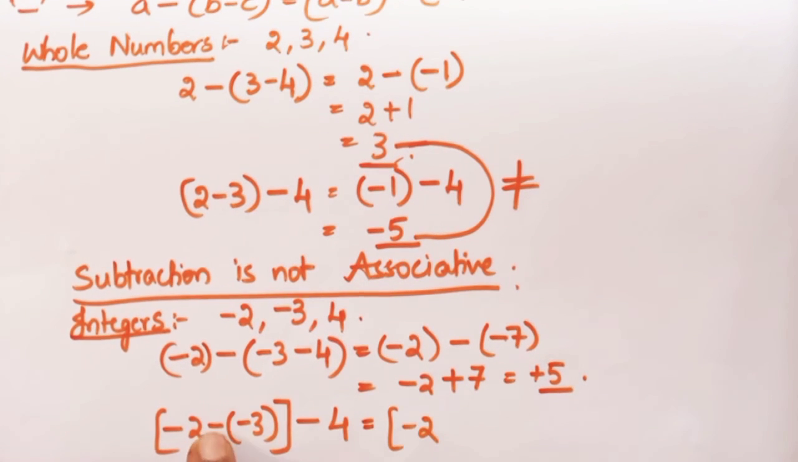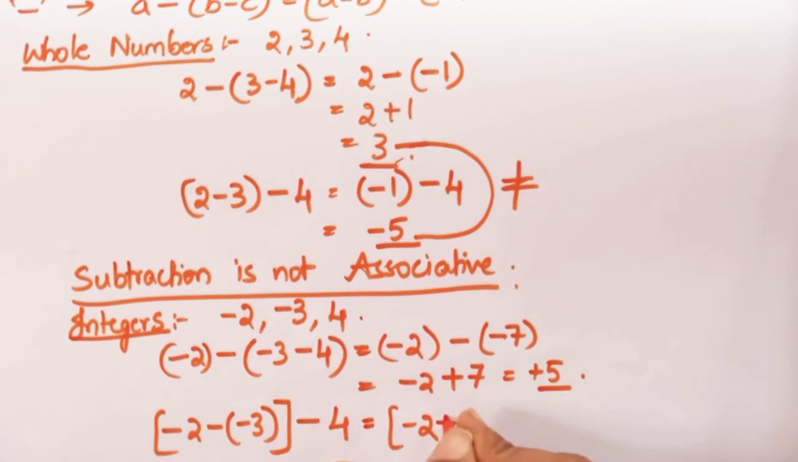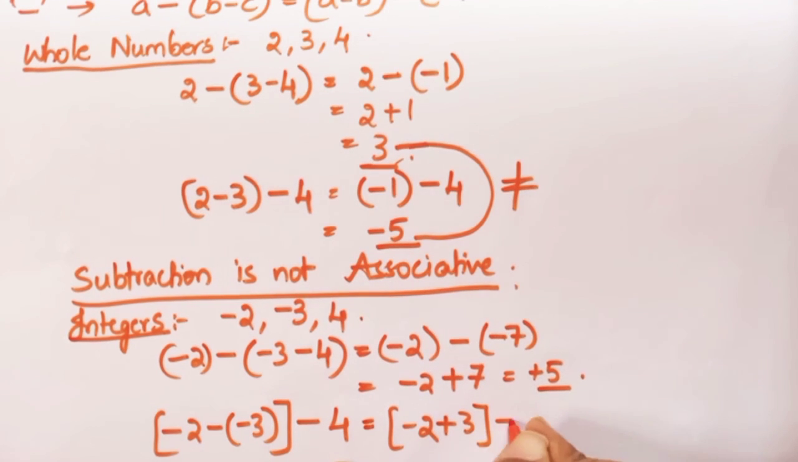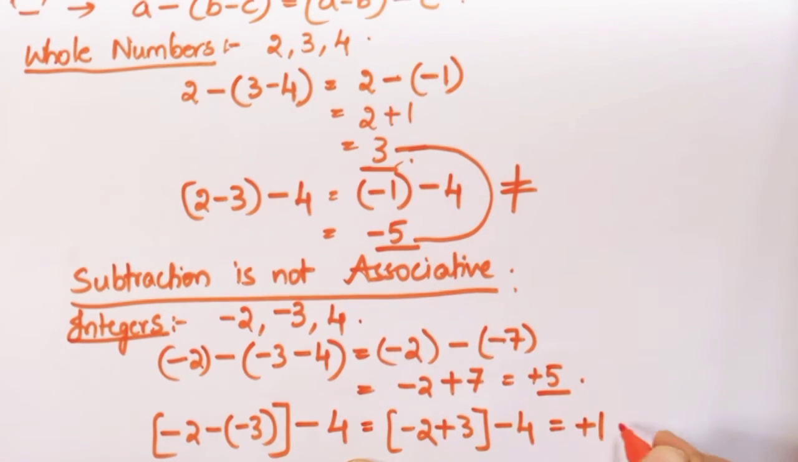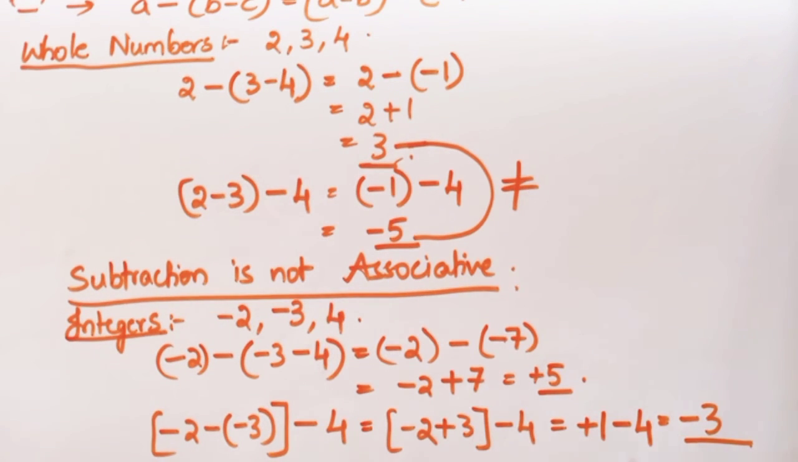Minus 2 minus of minus will become plus 3, and minus 4 will be as it is. This will again become minus 2 plus 3. It will give me a plus 1 minus 4, isn't it? Minus 2 plus 3 will give me a plus 1 and then minus 4. Plus 1 minus 4 gives me minus 3 as my answer.